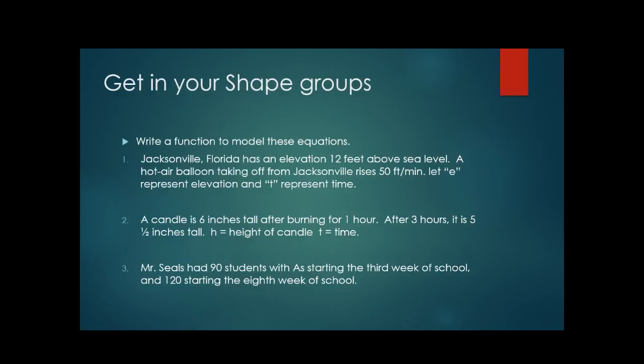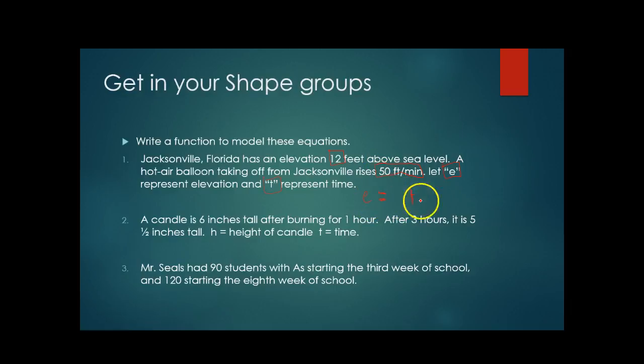Jacksonville, Florida has an elevation of 12 feet above sea level. A hot air balloon taking off from Jacksonville rises 50 feet per minute. Let E represent the elevation and T represent time. We're going to make an equation out of this, an input-output equation, and we're always going to have an equal sign with an equation. On one side we're going to get the output of elevation, on the other side we're going to get time. Now we're going to have to do something with time to figure out what the elevation is.